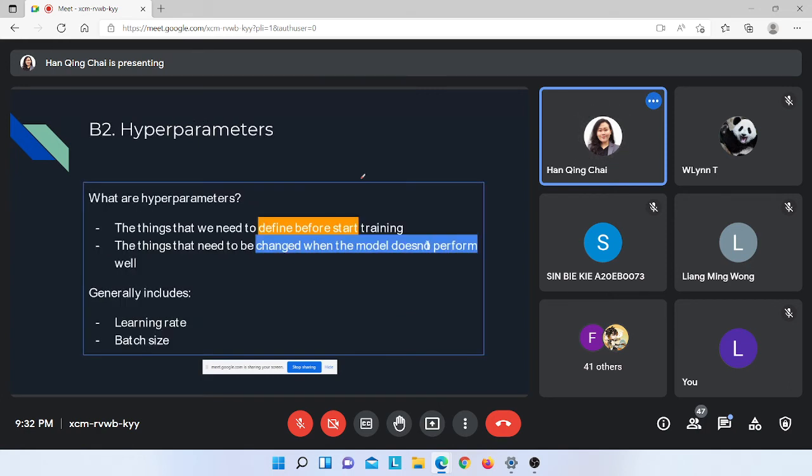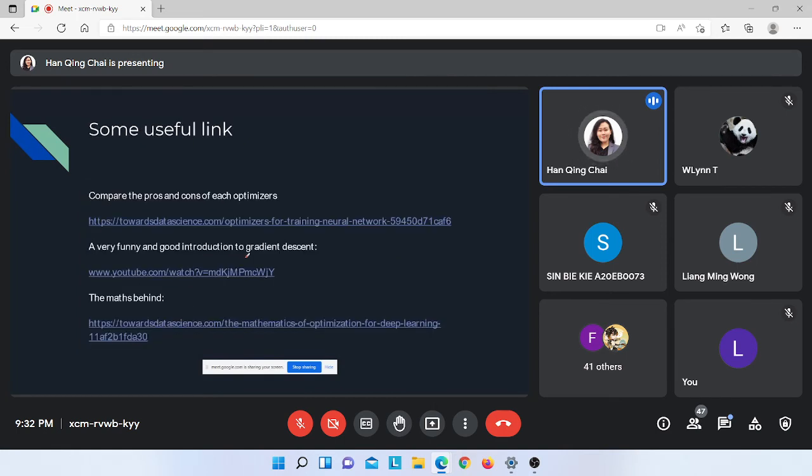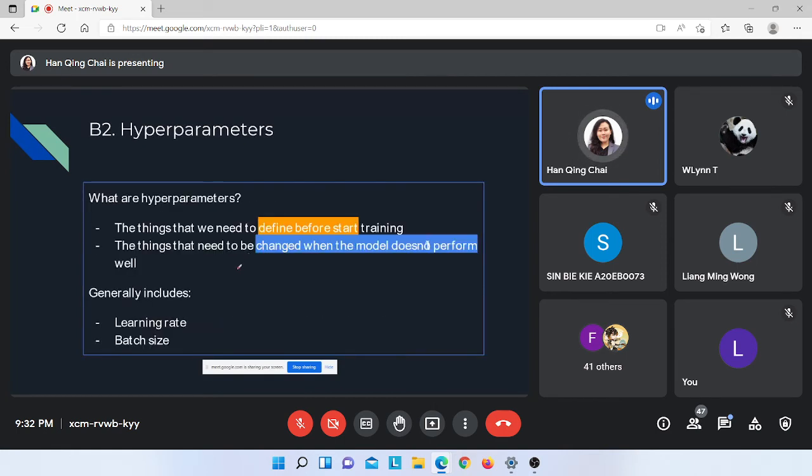Basically, that one is regarding the optimizers, right? This is another thing under backward propagation: hyperparameters. So what are hyperparameters? They are the things that we need to define before starting the training, and the things that need to be changed when the model doesn't perform well. They generally include the learning rate and the batch size. If you remember, this new weight depends on this old weight, the learning rate, this, and also the batch size. Why it affects it will be discussed later.